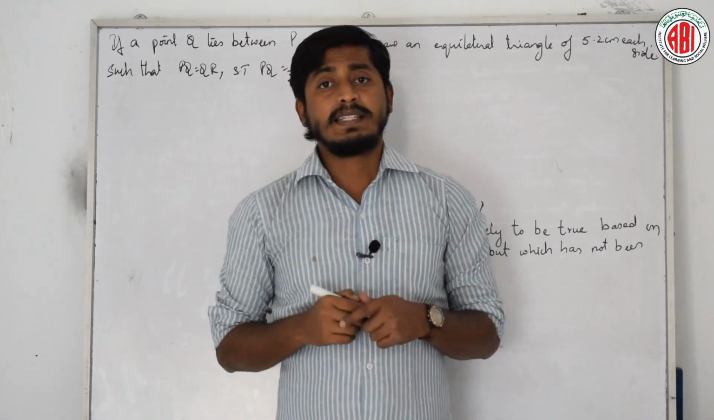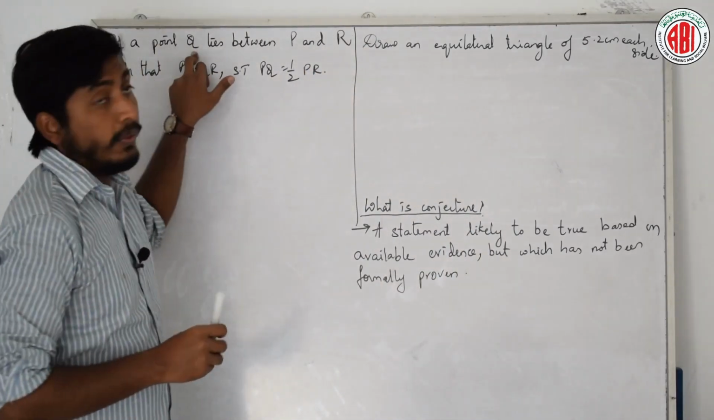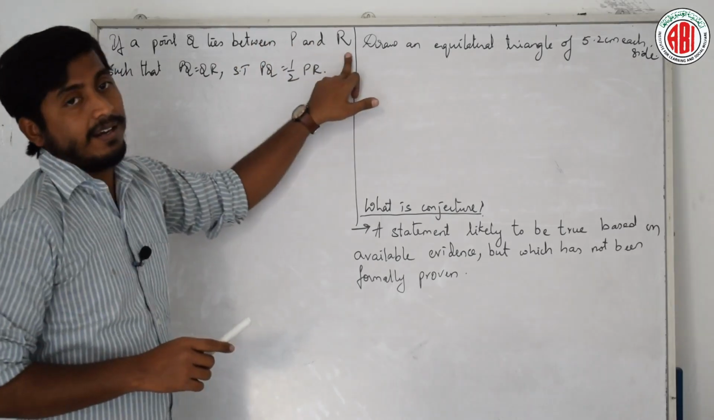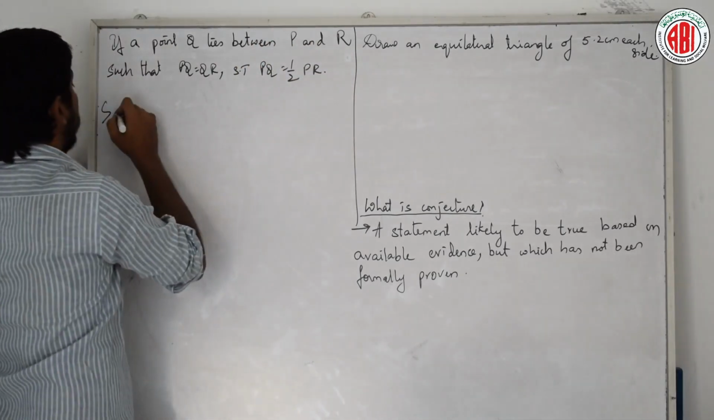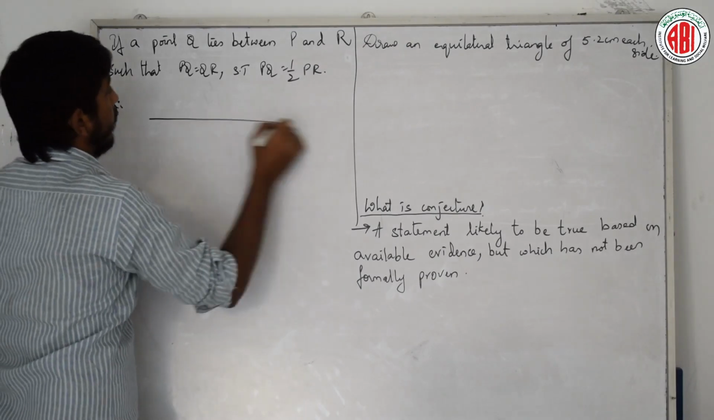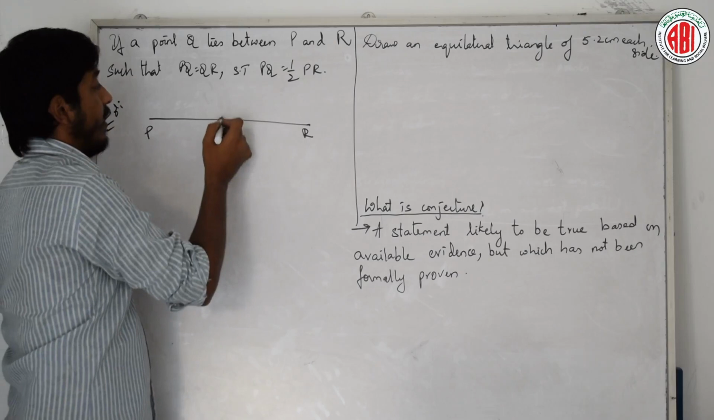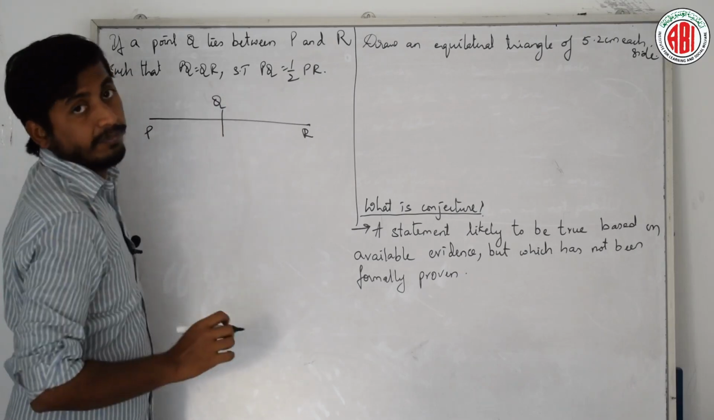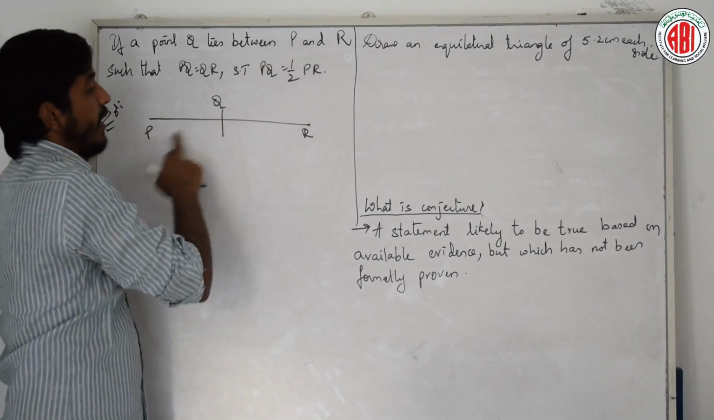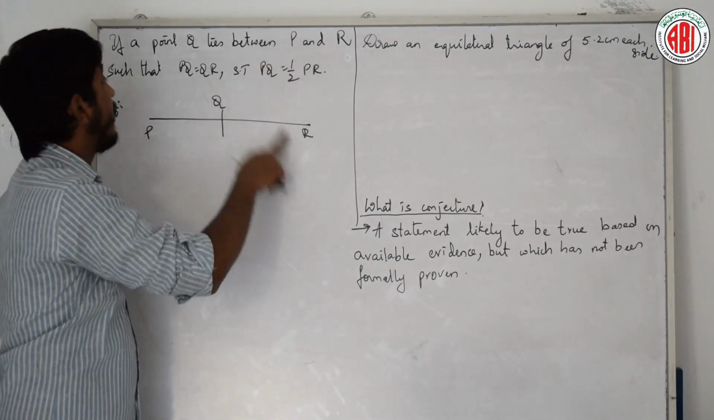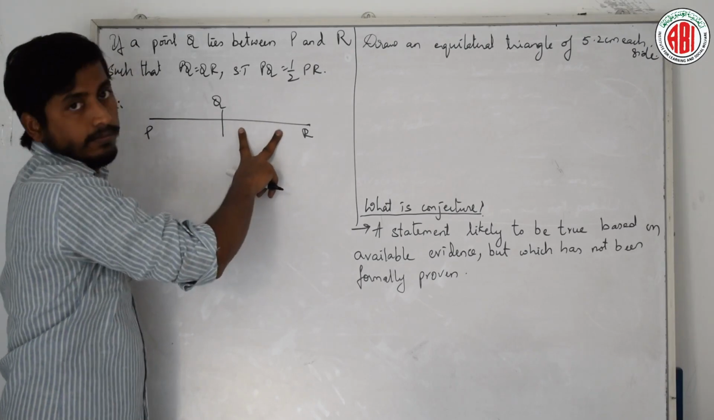Let's see the question. He is telling, if a point Q lies between P and R, what does that mean? There are some points P and R, and Q is a point in between. Okay, Q is a point lying between P and R. Then he is telling such that PQ is equal to QR.